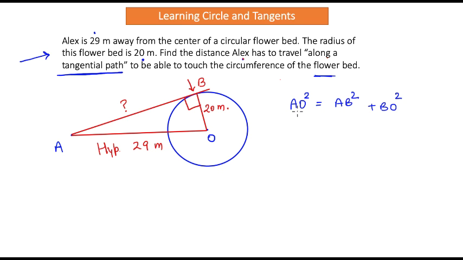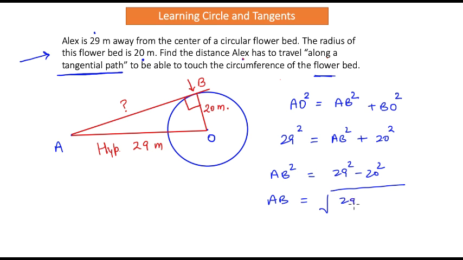Now, we have the distance AO, it is 29. So we will put 29 here. AB is unknown to us. This is what we need to find. And the dimension BO is 20, so it will be 20 square. Or in other words, AB square is equal to 29 square minus 20 square. AB will be the square root of 29 square minus 20 square. Right? When you solve this mathematics, you'll find that this computation results in 21 meters. Or you will say very easily that the line segment AB is 21 meters.